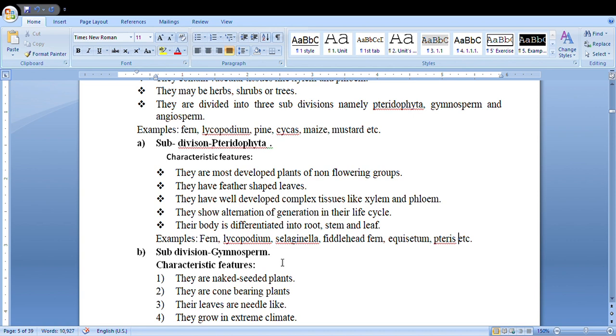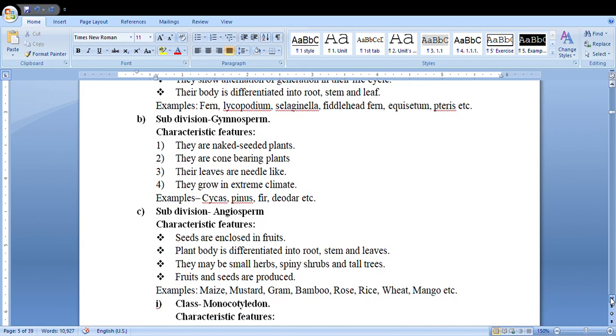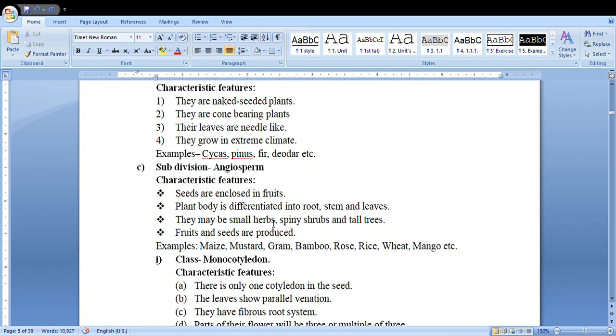Subdivision Gymnosperms. Characteristic features: they are naked-seeded plants. They are cone-bearing plants. Their leaves are needle-like. They grow in extreme climate. Extreme climate means either too hot or too cold climate. Example: cycas, pine, that is Pinus, fir, deodar, etc.